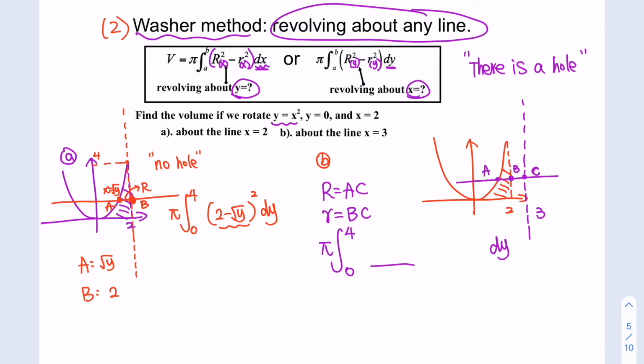So we have capital R squared minus lowercase r squared. Capital R is AC, the distance between point C and point A, which is a function of y. So 3 minus square root of y. And BC, which is 3 minus 2. Point A is square root of y, point B is 2, point C is 3. So capital R squared minus lowercase r squared.